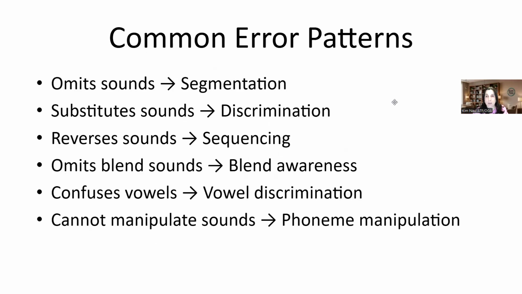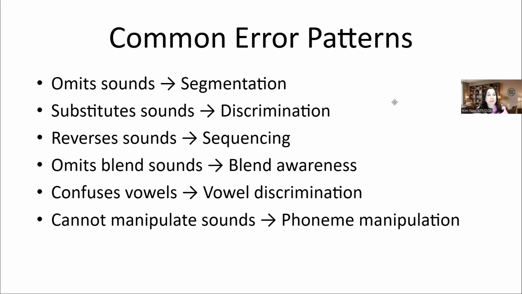So these are some common error patterns that we might see. You might see a student omitting sounds, just leaving sounds out, like for example in a blend, or maybe they leave out a digraph. Then we might need to do a segmentation activity. For example, if the word is cat, let's say they left out the vowel and they just spelled it CT. Then we're going to take some chips. We're going to practice segmenting k, at, and making sure that they're able to pull out each sound.